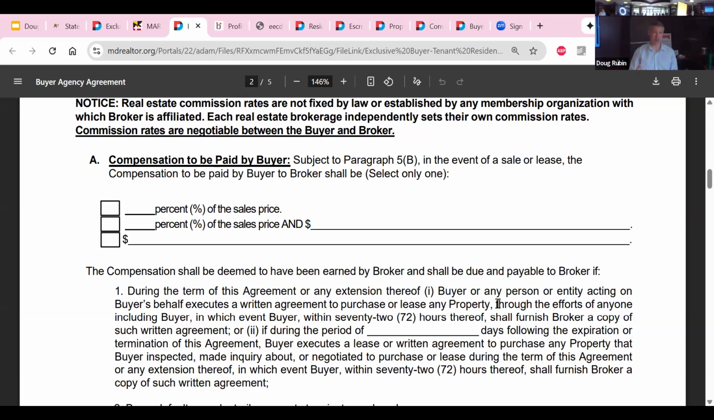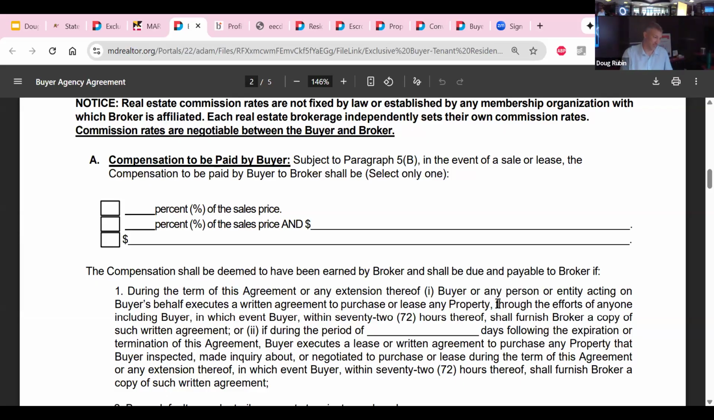How many buyers have we worked with that are scraping nickels together to get to the closing table? They don't have an extra $6,000 or $10,000 to pay their buyer agent. So they just can't buy that house anymore. And that sucks. But this is the game that we're playing. We are charging a fee. They're responsible for that fee, but we're going to do everything we can to get the seller to pay for it.